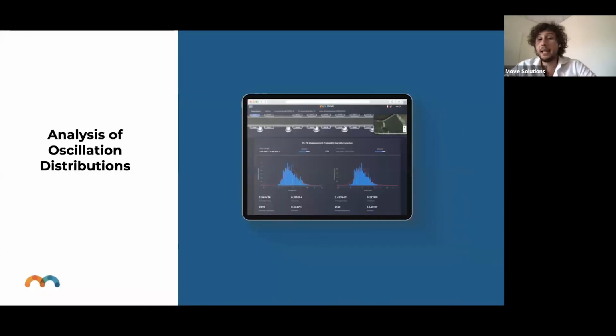Another one is the analysis of distribution. What is the probability density distribution of the phenomena? It's really interesting because you can statistically analyze if something is changing over time, okay, by using this kind of tool.